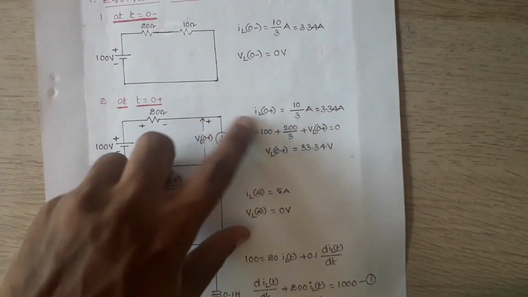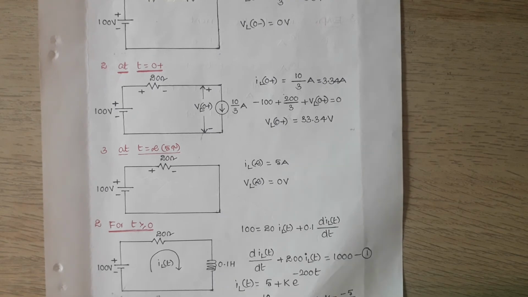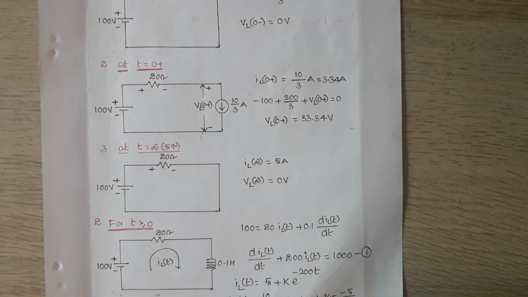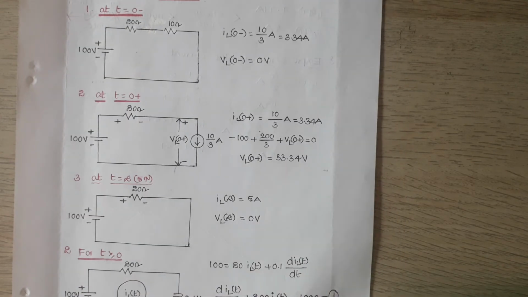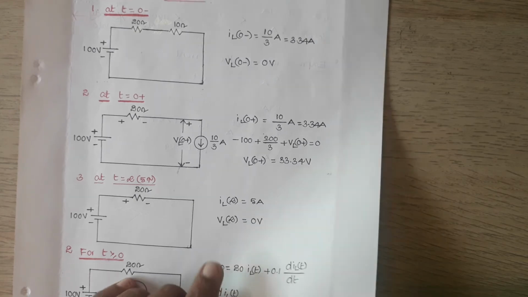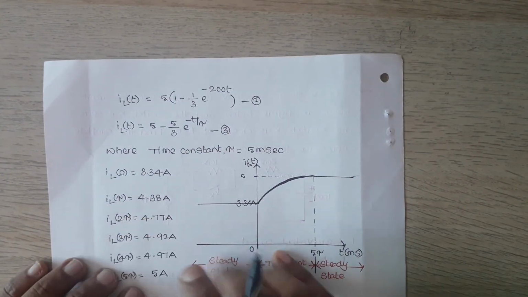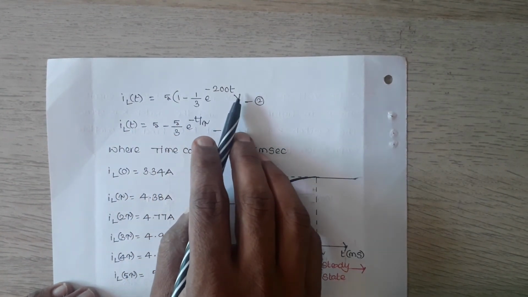At t equal to 0, the current in the circuit is 3.34 amperes, that is 10 by 3, which equals 5 plus k e power 0. E power 0 is 1, so from that k equal to minus 5 by 3. Substitute that in the above equation and you get the solution for the current in the circuit. IL of t equal to 5 into 1 minus 1 by 3 e power minus 200 t.